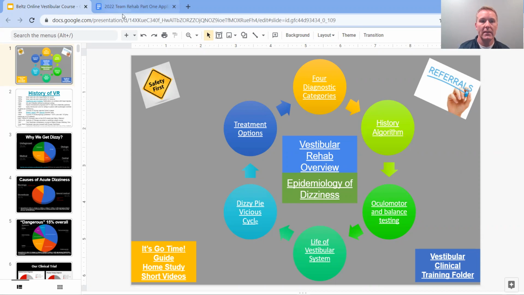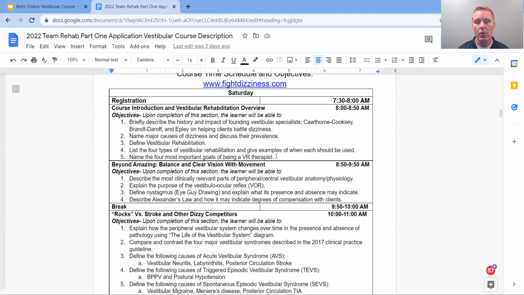And the plan is that for the first hour of this course, we are going to provide an introduction on vestibular rehabilitation and kind of an overview of the big picture. So we will cover the following objectives. The first objective is we're going to briefly describe the history and the impact of our founding vestibular specialists, Cawthorne and Cooksey, Brandt and Daroff, and Epley, on helping clients battle dizziness. So I think it's helpful to get the history behind how did vestibular rehabilitation begin.